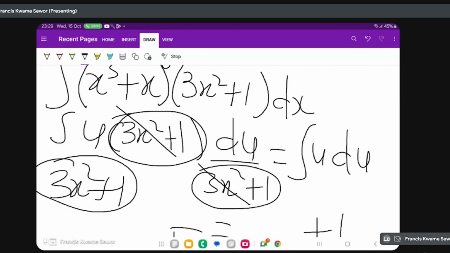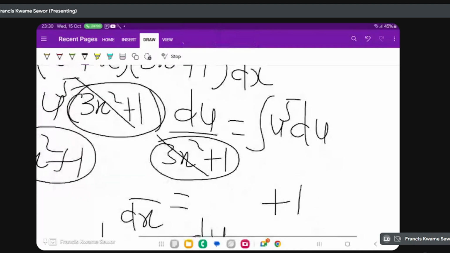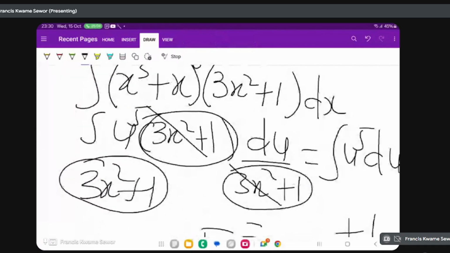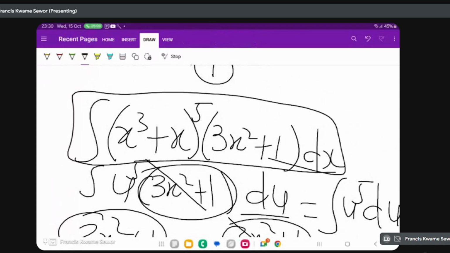But then u was raised to the power 5, do you remember? Yes, raised to the power 5. So this is what you finally have, and then you can proceed from here. You can see that at the end of the day, there's some cancellation. That's why when I look at this question, I will be able to quickly tell what method to use. I hope you can now.